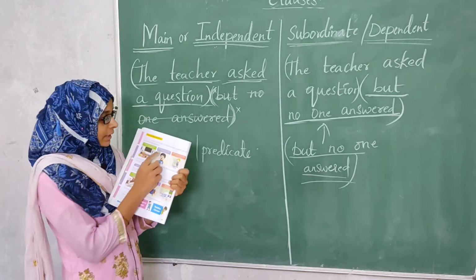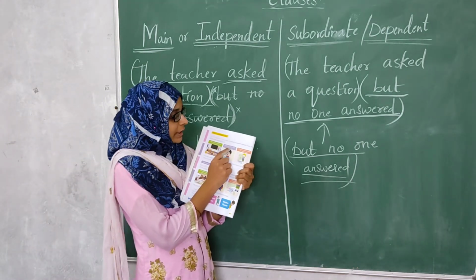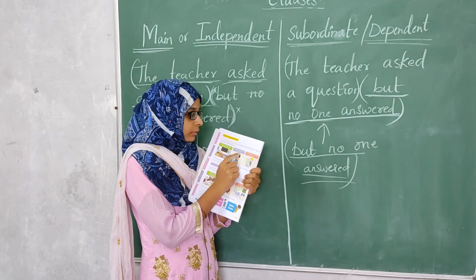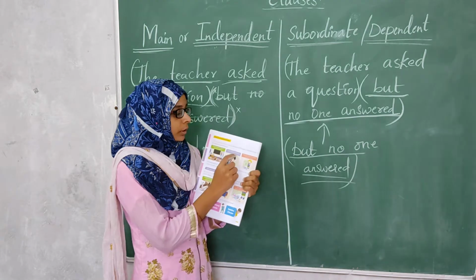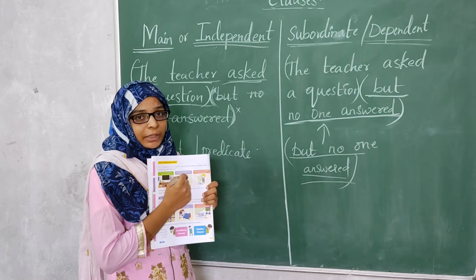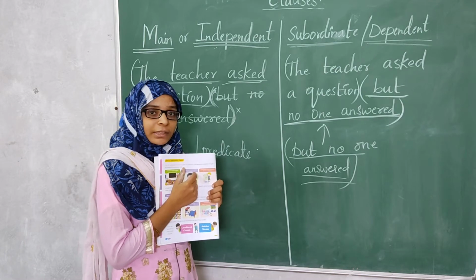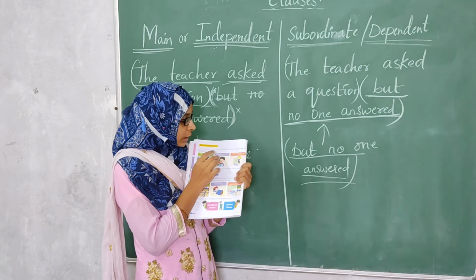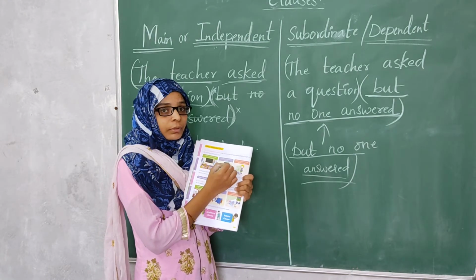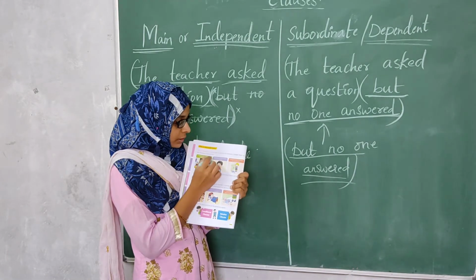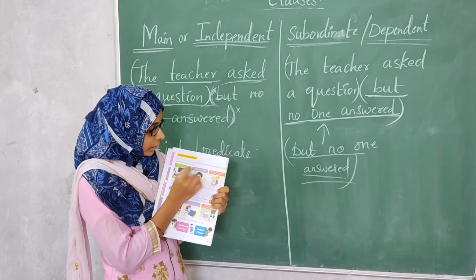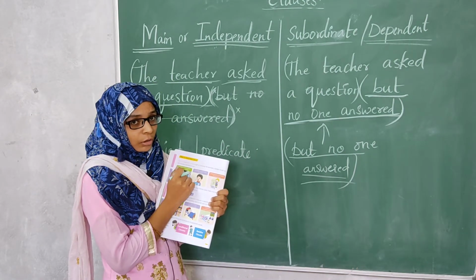Look at this second example here. He is taking medicine because he is unwell. Look at this group of words, the underlined one. He is taking medicine. This alone is giving us the complete meaning. Okay, let us not consider this, because he is unwell. Only this group of words, this clause, is giving us the complete meaning. So this is called our main or independent clause.